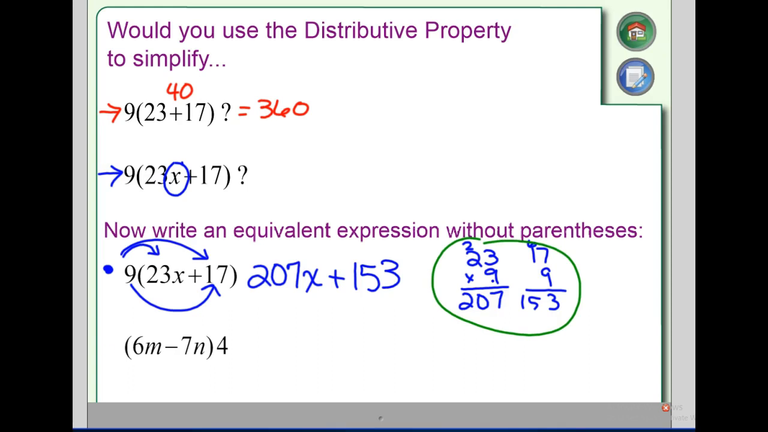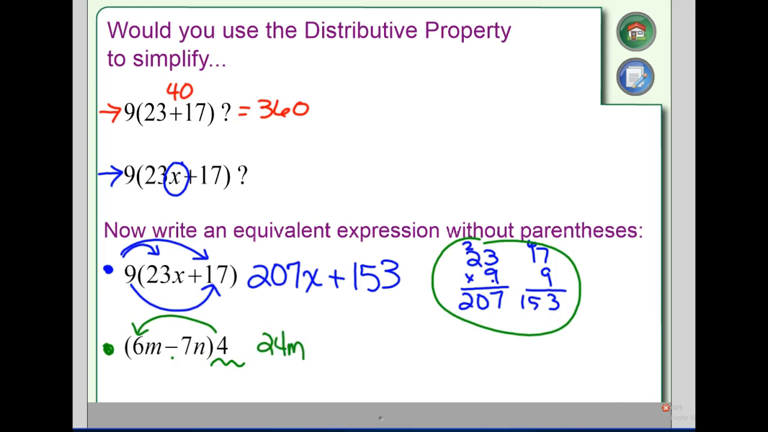Now, let's look at the green problem at the bottom. Do you see what they did? They're trying to be slick. They put the 4 behind, but we're still going to take the number outside of the parentheses, whether it's in front or back, and multiply by everybody on the inside. So this is going to be 4 times 6m, which is what? 6 times 4 is 24m.